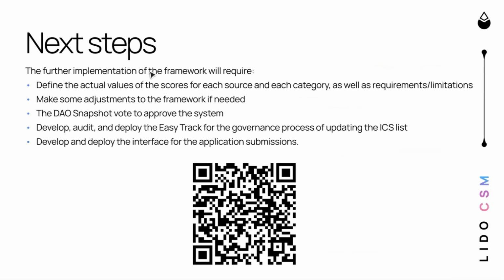Basically, the next step is to define these actual values, to make some adjustments to the framework if needed based on the feedback received, then to run a snapshot vote to approve the system by the LDO holders, and then some stuff that we will need for the governance process, and basically prepare the interface to start getting submissions. And here is the QR code for the proposal that we published on the research forum itself. I think that this is it. Thank you.